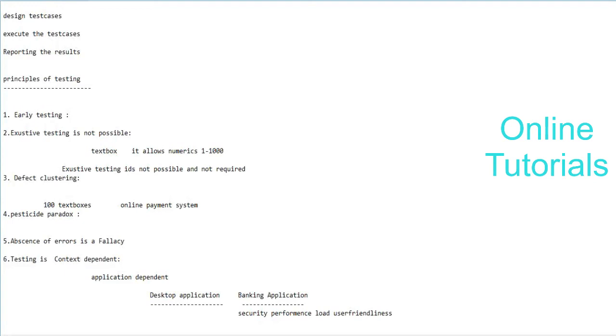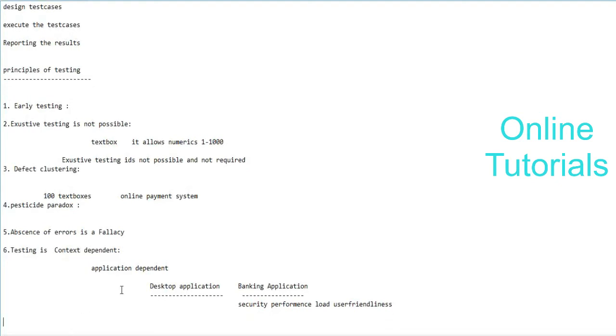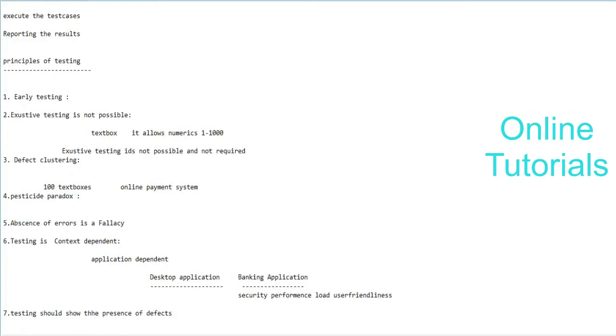Got it, right? Correct. Yeah. The next thing is that testing should show the presence of defects. This is another principle which we already discussed. Testing should show the presence of defects. This is the thing we already discussed. You got it, right? You understood? Do you have any doubts in this particular principle? No, I don't have any doubts. Okay, you understood, right?